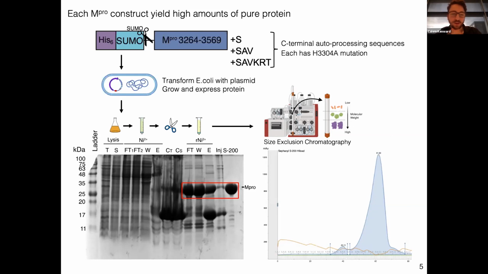But then, very quickly, we cleave off this expression tag and do another round of purification. And in the end, we end up with a fairly pure sample of MPRO at around 25 kilodaltons, as we expect.